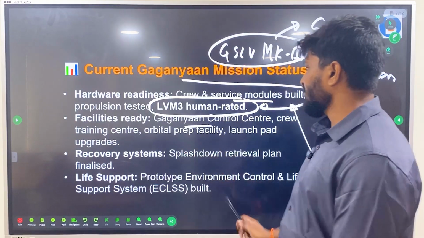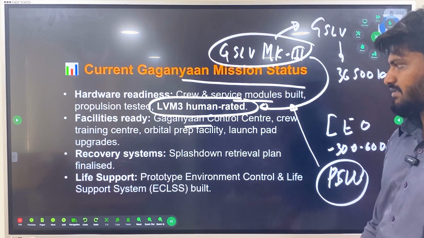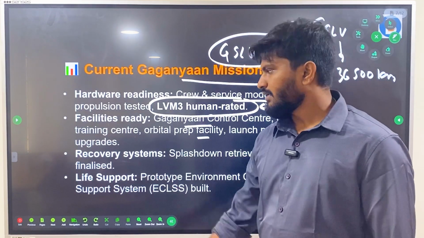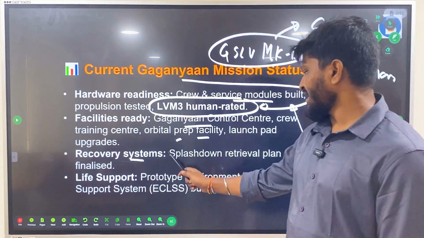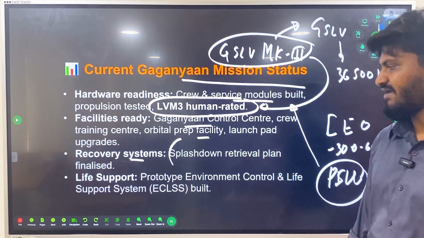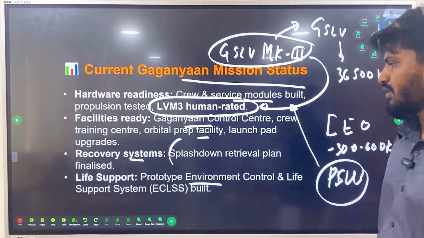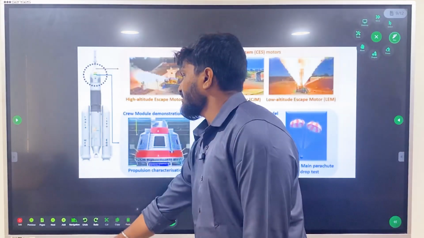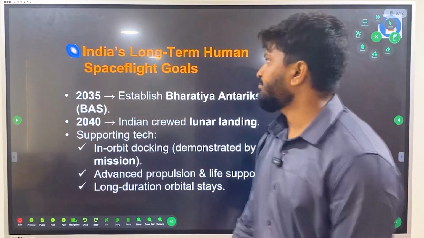Facilities ready at the moment are the Gaganyaan Control Center, Crew Training Center, Orbital Prep Facility, and launch pad upgrades. Then recovery systems: the splashdown retrieval plan is finalized. And life support: a prototype environment control and life support system is built. So it is almost ready. The only thing is conducting the rest of the tests and then finishing up.